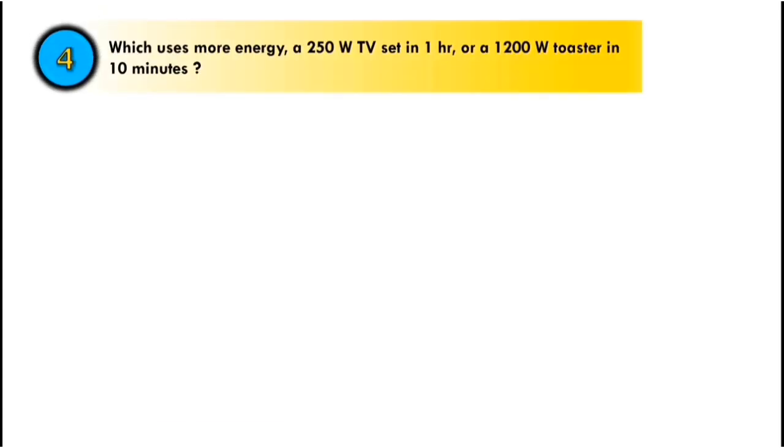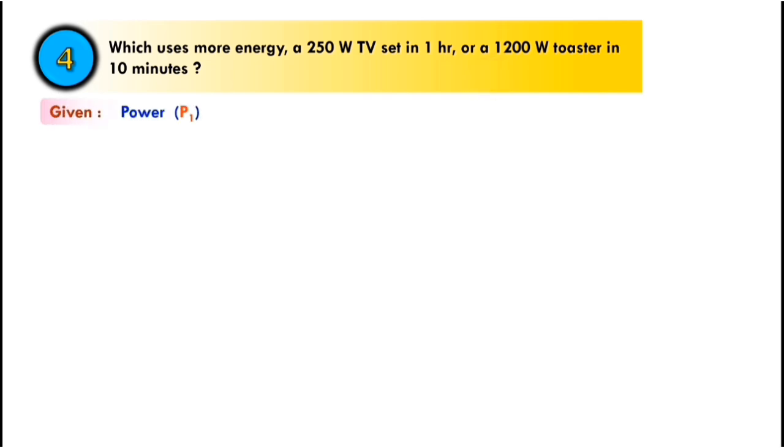Now see question number 4. Which uses more energy? A 250 watt TV set in 1 hour or a 1200 watt toaster in 10 minutes. So in the question, power 1 is given as 250 watt and power 2 is given as 1200 watt. And time is also given, that is T1 and T2. So we have to find which one uses more energy.